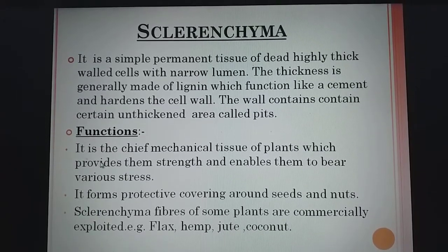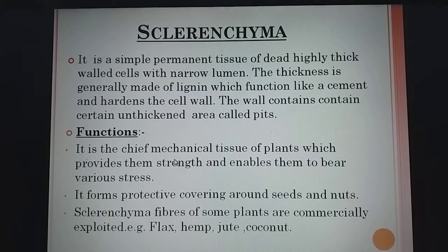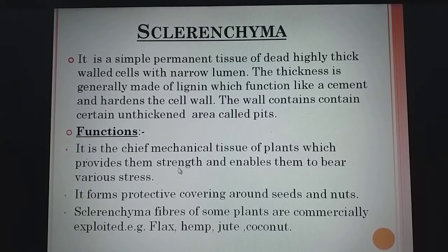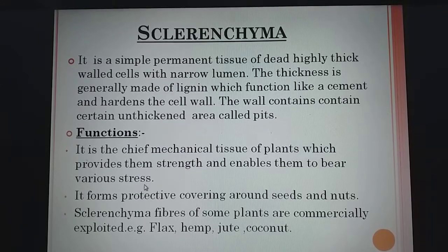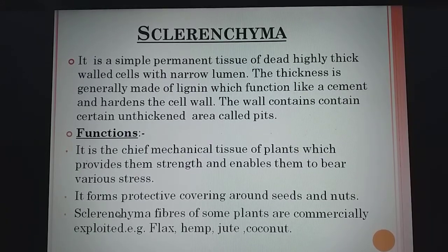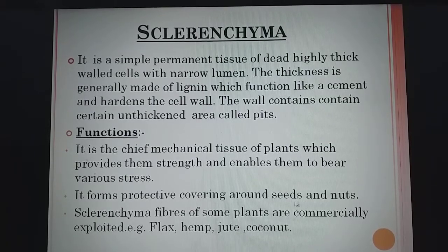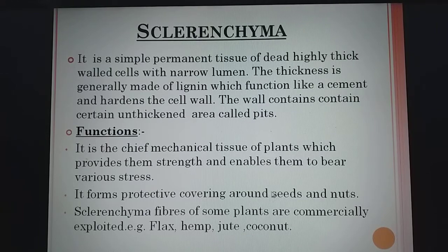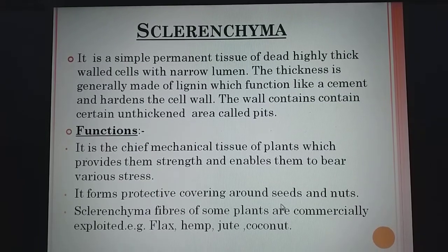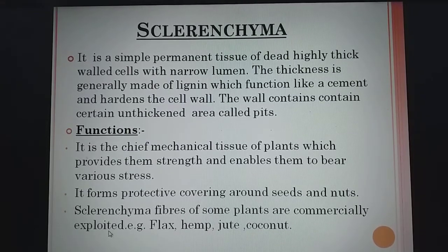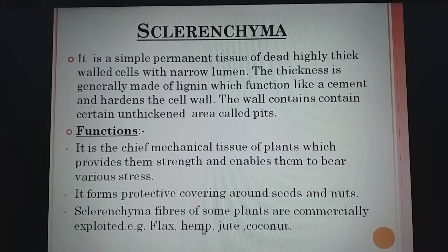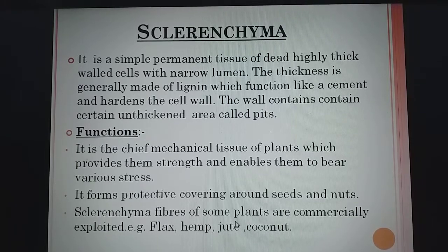Now the function of sclerenchyma. It is the chief mechanical tissue of the plant which provides strength and enables them to bear various stress. Next, it forms a protective covering around seeds and nuts, the dry fruits you eat, which have a hard covering. Seeds also have a hard covering. That is due to this tissue known as sclerenchyma. Sclerenchyma fibers of some plants are commercially exploited, that is flax, hemp, jute and coconut. The husk of the coconut is also made up of sclerenchyma.